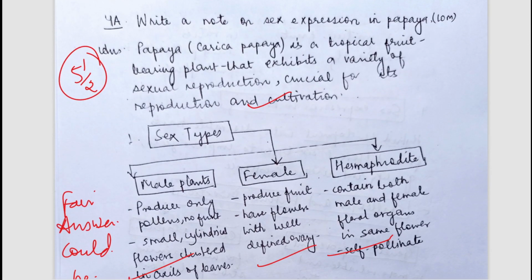So the next question was to write a note on sex expression in papaya. So fairly written answer. Again, you can say here it should be underlined. The scientific name should be underlined. Never make such mistakes in examinations. These silly mistakes can cost you a good amount of marks.